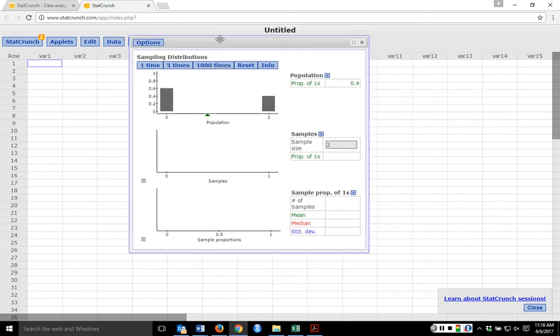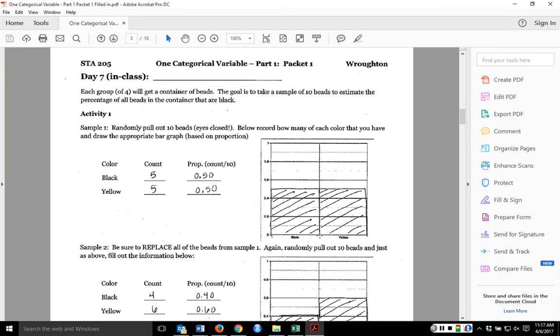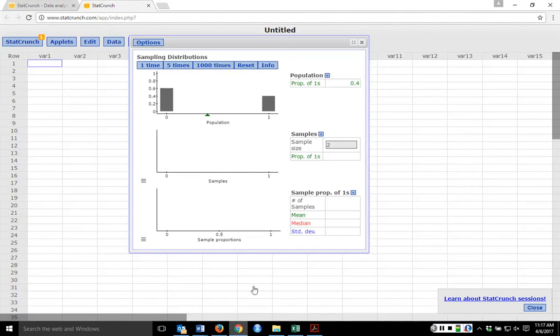And then we're brought up with this. What we need to worry about is the proportion of ones. A 1 represents a black bead, and a 0 represents a yellow bead. So compared to my notes, it's in the opposite order: I have black on this side and yellow on that side. Don't let that part confuse us too badly. The first thing it tells us to do is to change the sample size here to 10. That's going to recreate what we did the first time, where we just pulled out 10 beads. I'm going to click this one time here at the top, so it's pulling out my 10 beads.